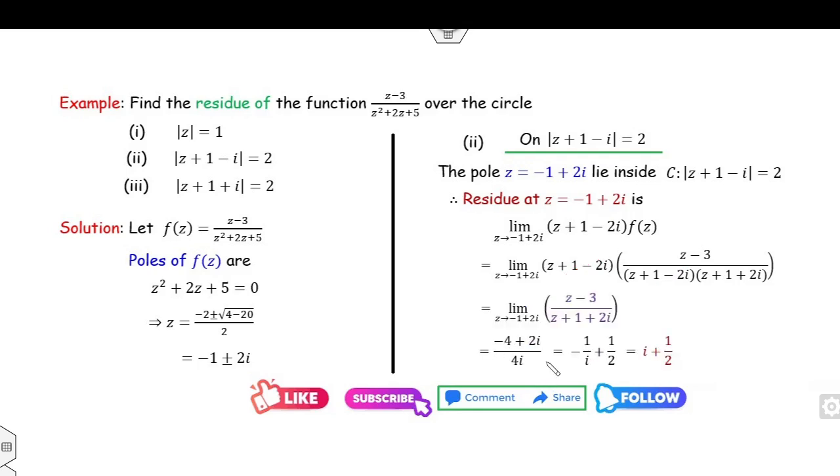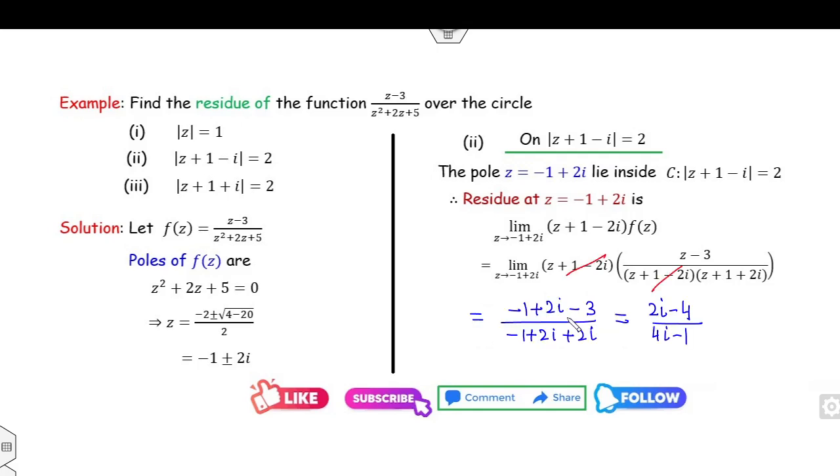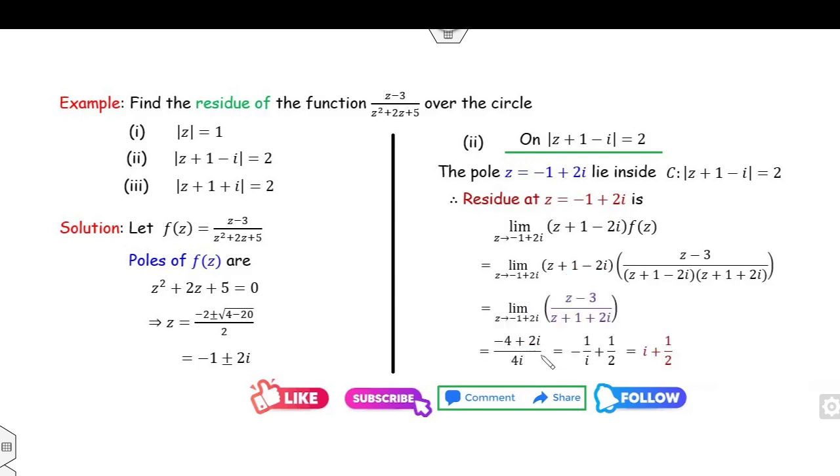Fine. Now because we all know we can never put the denominator as i. Where is z + 1? Sorry, it's a plus 1 also. So 1 will be cancelled out. It's only 4i. Then you can multiply by 4i, or you can simply multiply by i. You can get the answer as i + 1/2.